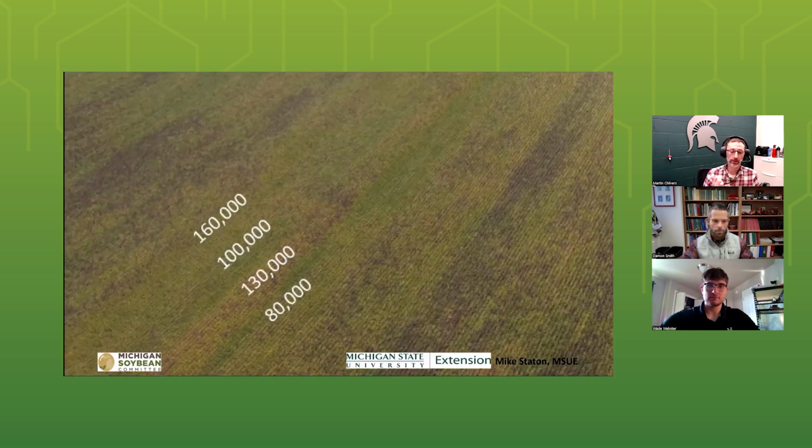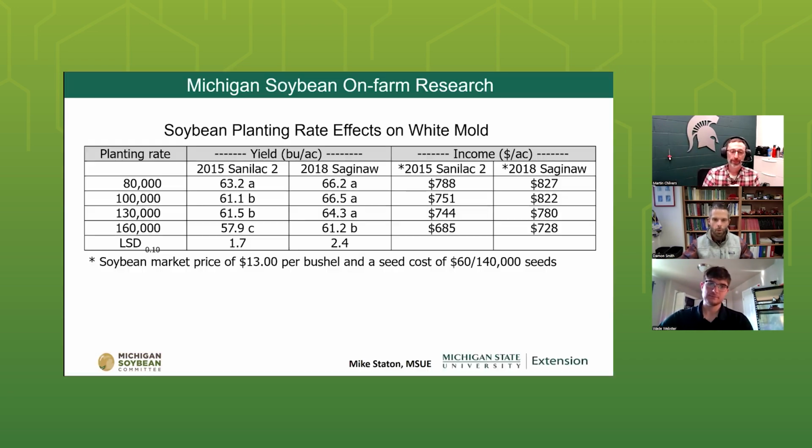I just grabbed a photo that Mike Staten, one of our retired extension educators, had, showing on-farm 80,000 up to 160,000 seeding rates, and the differences in the amount of white mold that you could see from the drone imagery. What were the yields in those, Marty? Oh, glad you asked, Damon. So Mike ran some economics on this as well. This would have been at the $13 per bushel price. We haven't seen that recently.